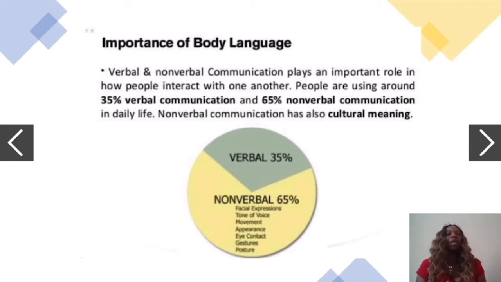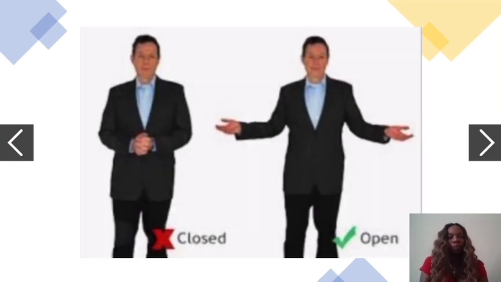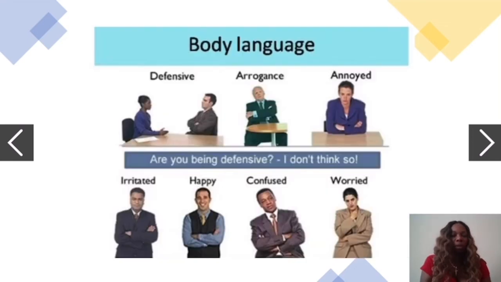Verbal and nonverbal communication play an important role in how people interact with one another. People are using around 35% of verbal communication and about 65% of nonverbal communication in their daily lives. Nonverbal communication also has cultural meaning. So when you're communicating with someone, if you have your arms closed, that means that you're not open to the information that they are giving you. If you have your arms open, then this is a sign of being more receptive to what's being told to you.